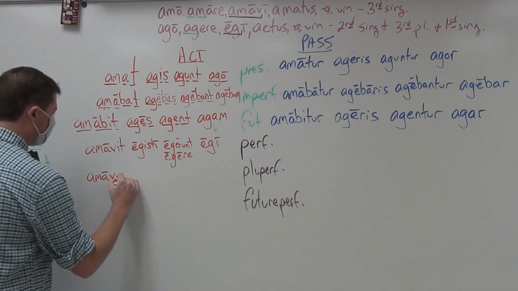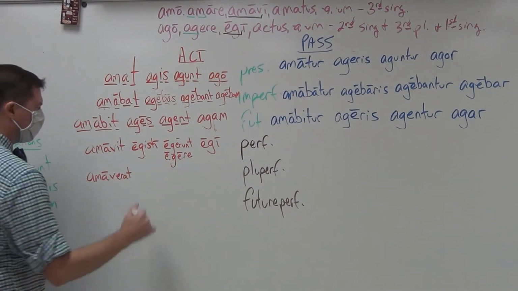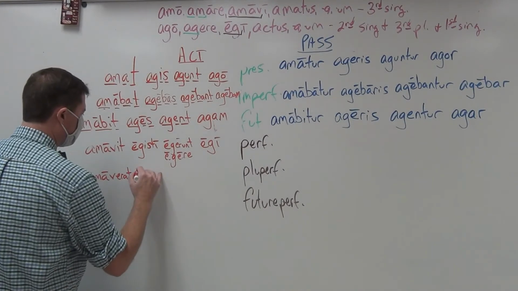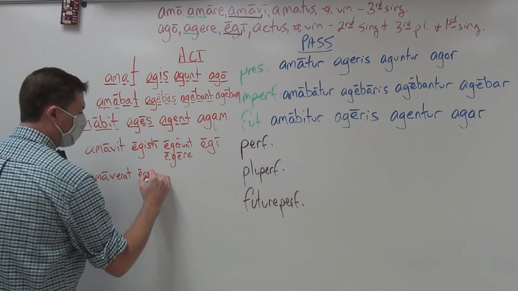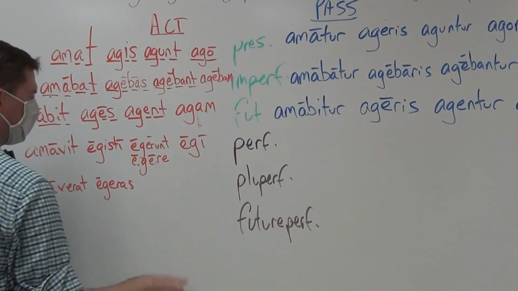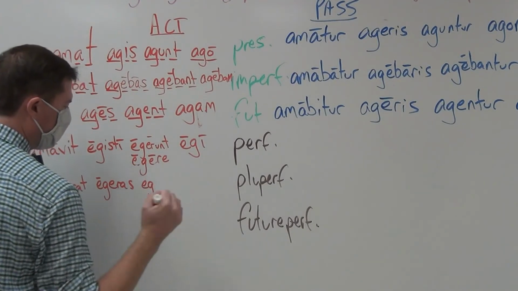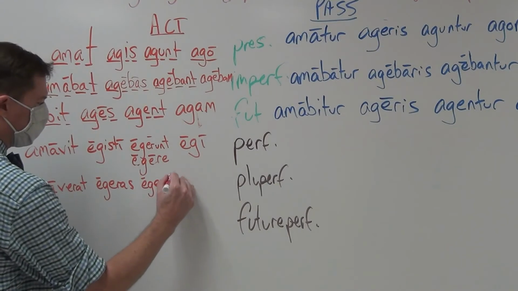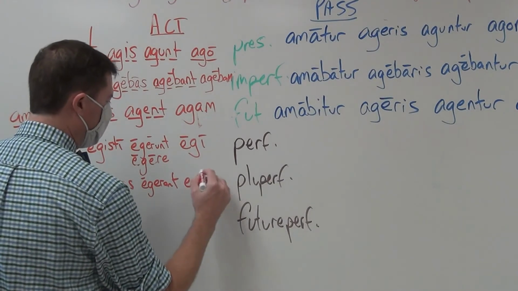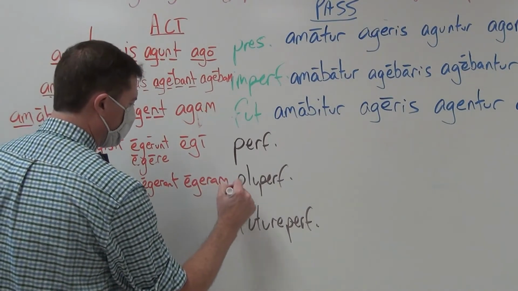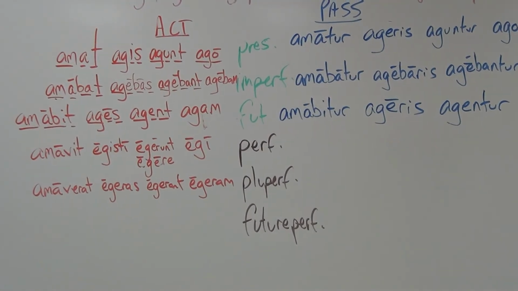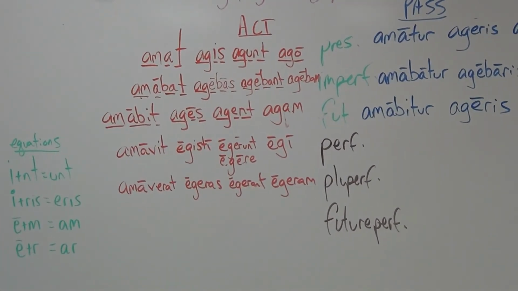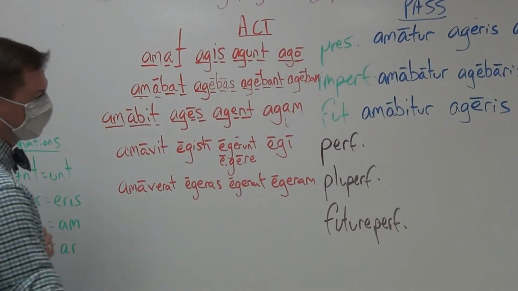Eram, eras, erat. Eg, eram, eras, erat, eramus, eratis, erant. And perfect stem, eg, eram, and thus pluperfect. Now for the future perfect, it's the exact same process except we're going to use future perfect endings.